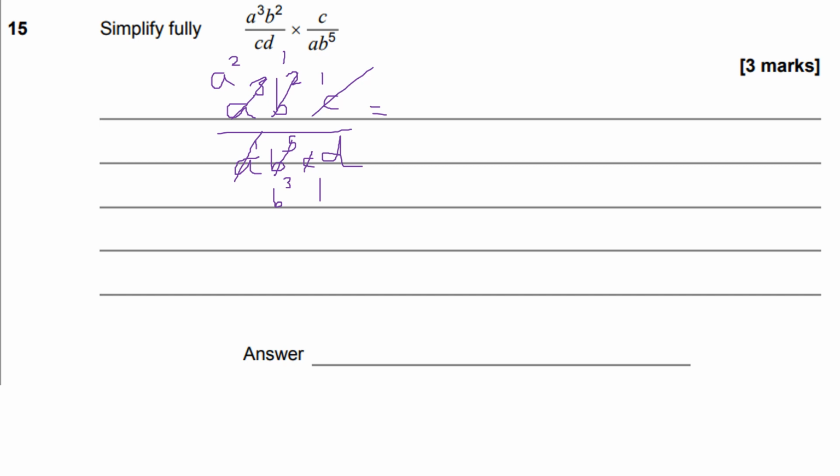So on the top, I have a squared, because I have a squared times 1 times 1, which is just going to be a squared, all over, so being careful here, all over b cubed d. And again, that is a very strong, hot topic, particularly for a paper 3 AQA higher tier.